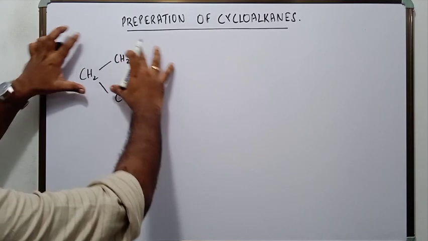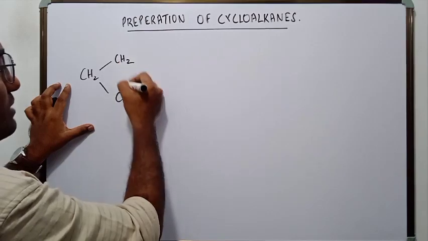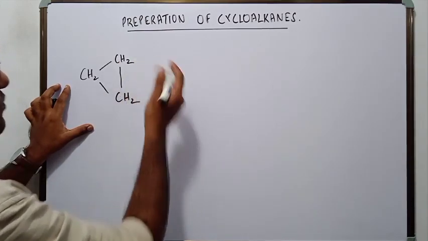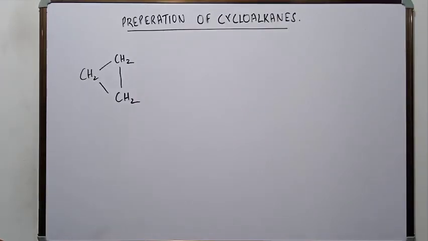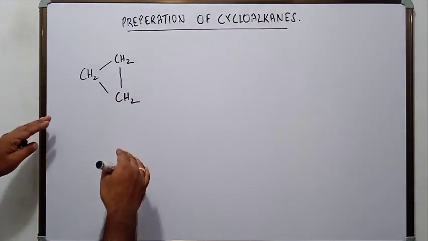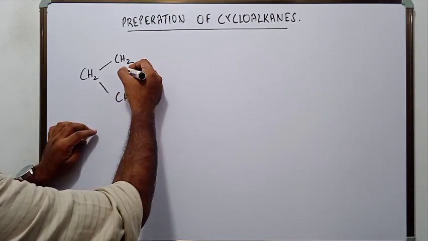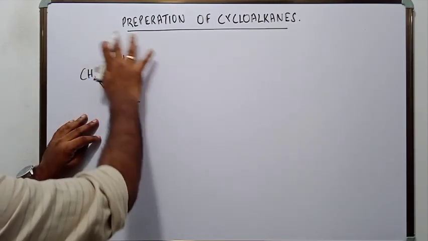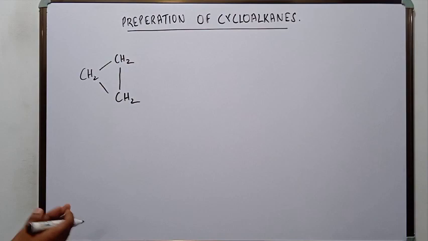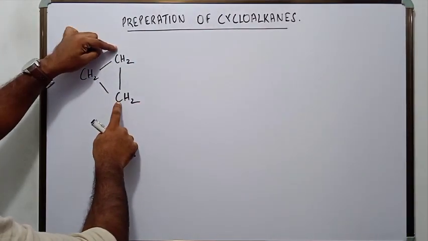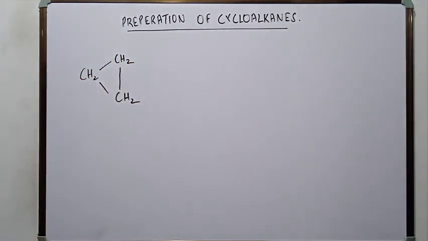They are saturated hydrocarbons, the terminal carbon atoms of which are joined by single covalent bonds so as to form a ring. So what did I say? What are cycloalkanes? They are saturated hydrocarbons, the terminal carbon atoms of which are joined by single covalent bond so as to form a ring. Such compounds are called cycloalkanes, or you can simply say that they are alkanes in which the terminal carbon atoms are joined by single covalent bond so as to form a ring, referred to as cycloalkanes.